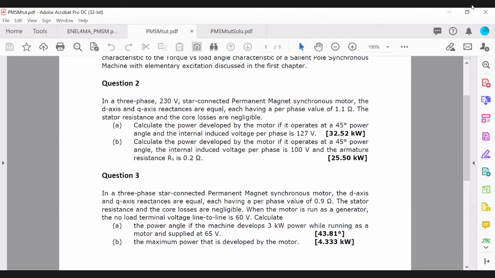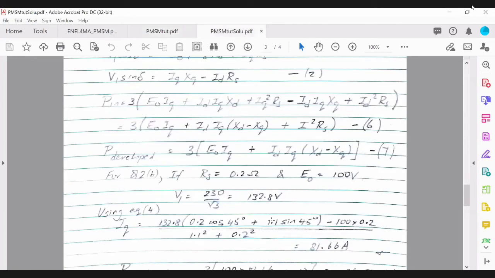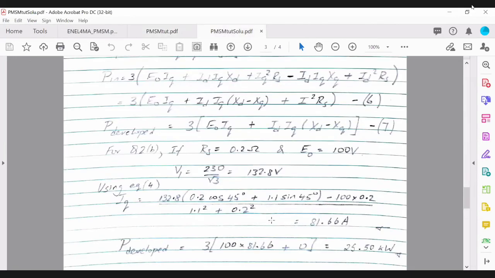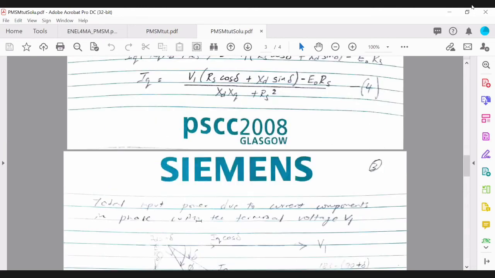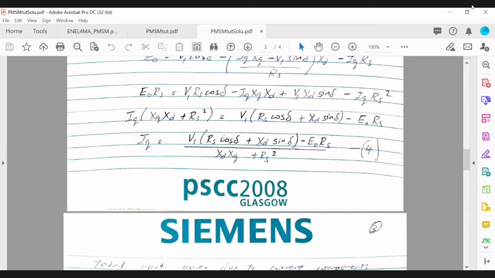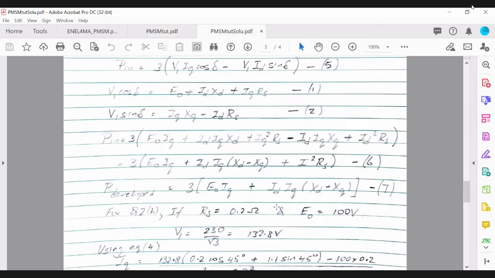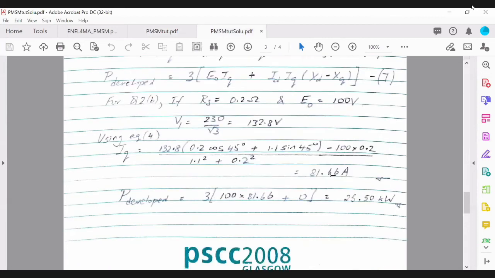So if we look at this equation here, equation 4, I've basically worked out, given the data provided here, what is IQ, right? So from the equation that I worked out for IQ, let's go back, let's have a look. So this is the equation that we've derived. I've substituted the values in that equation for IQ and worked out the value of IQ, right?